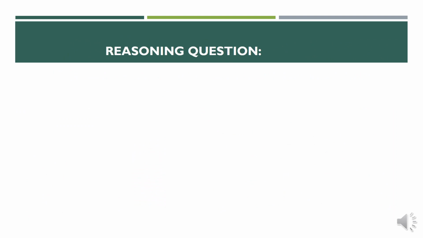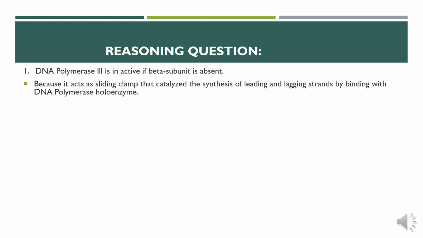Reasoning question number 1. DNA polymerase is inactive if the beta subunit is absent. Reason is that it acts as a sliding clamp that catalyzes the synthesis of leading and lagging strand by binding with DNA polymerase holoenzyme.